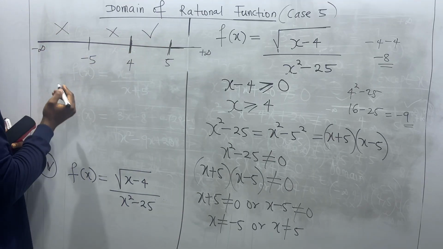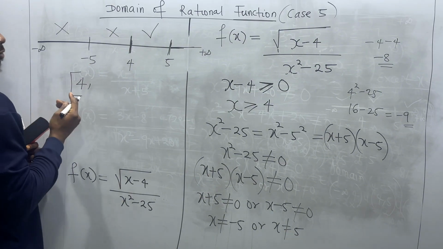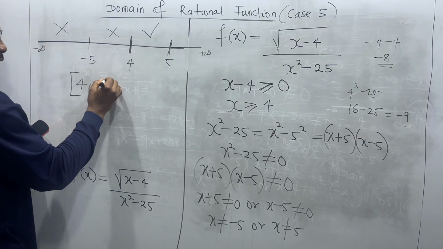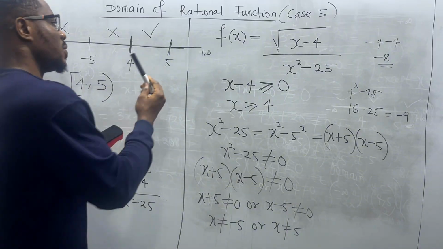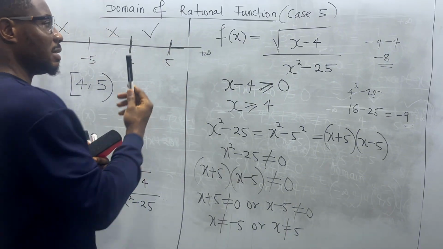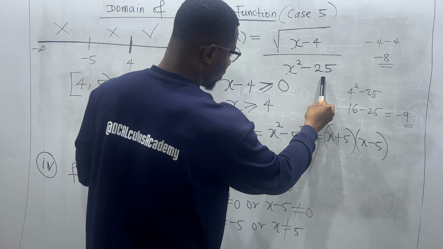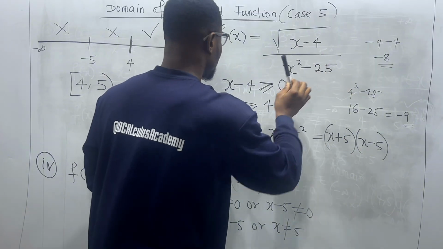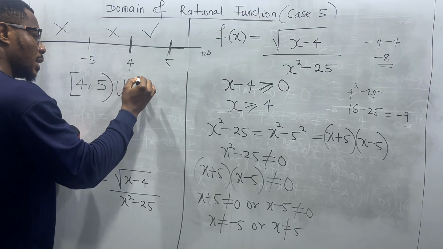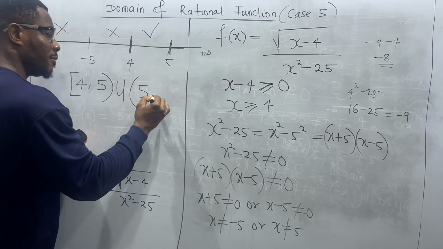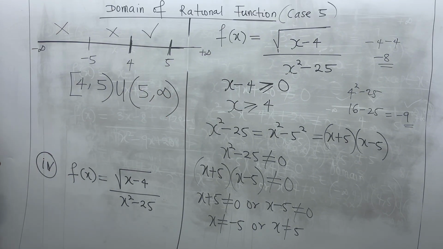So if I wanted to write the domain, I'm going to do something like this. I'm going to use a bracket for 4, from 4 to 5. Yes, because it exists. But when it gets to the 5, I'm going to use a parenthesis. Now let's see if between 5 and infinity is possible. Okay, let's say 6. 6 minus 4 is 2. Square root of 2, very possible. 6 squared is 36. 36 minus 25, very possible. So both the top and the bottom are defined. So it means I can also use this. However, it cannot be 5. So this will be the union, then the parenthesis, 5, and positive infinity. This, therefore, is the domain.